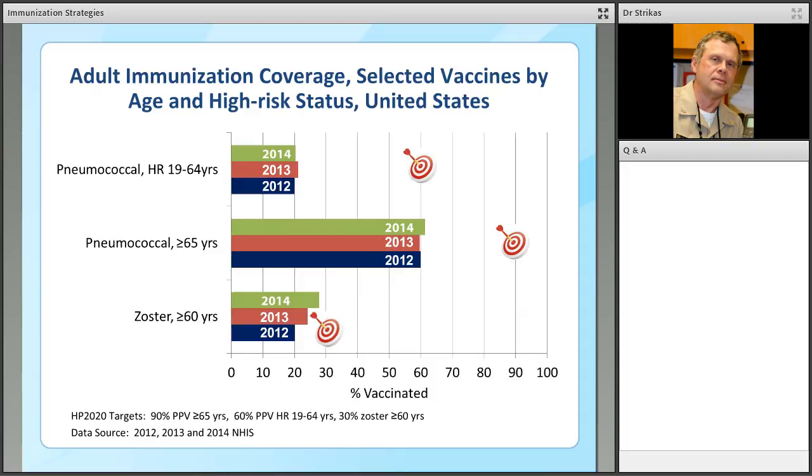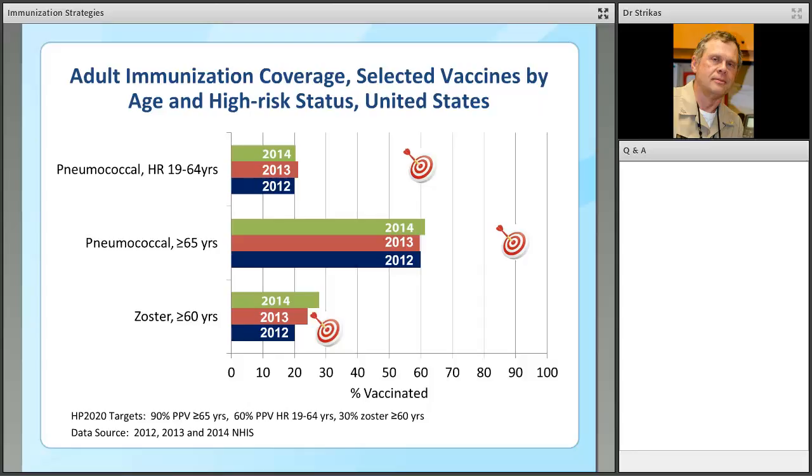Pneumococcal vaccination coverage among those 19 to 64 years with high-risk conditions was 20% in 2012, 21.2% in 2013, and 20.3% in 2014. During all of these years, you can see it's well below the Healthy People 2020 target of 60%. Pneumococcal vaccination coverage among persons 65 years and older was 59.9% in 2012, 59.7% in 2013, and 61.3% in 2014. While edging upwards, coverage in all years was well below the Healthy People 2020 target of 90%.